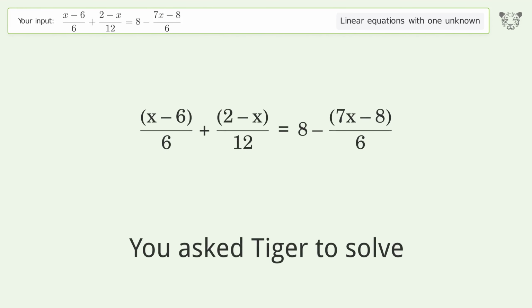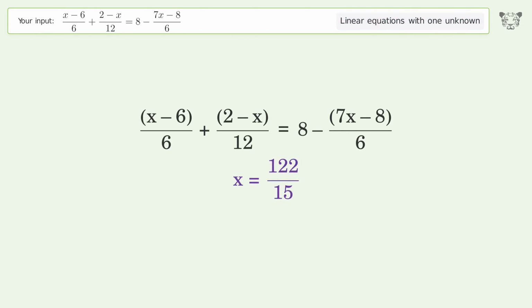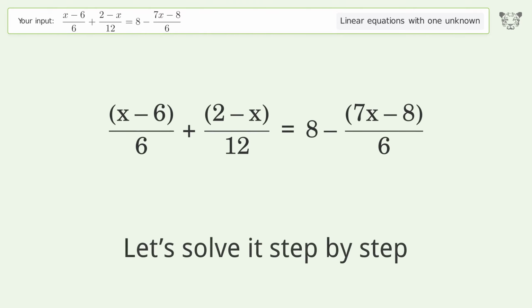You asked Tiger to solve this. It deals with linear equations with one unknown. The final result is x equals 122/15. Let's solve it step by step.